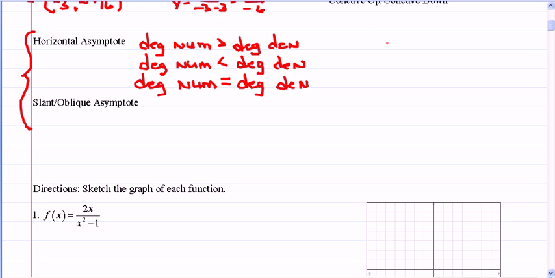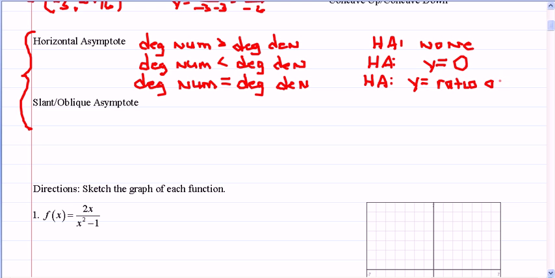If the degree of the numerator is greater than the degree of the denominator, then there is no horizontal asymptote. If the degree of the numerator is less than the degree of the denominator, then the horizontal asymptote is y equals 0. If the degree of the numerator is equal to the degree of the denominator, then the equation of the horizontal asymptote is y equals the ratio of the leading coefficients.